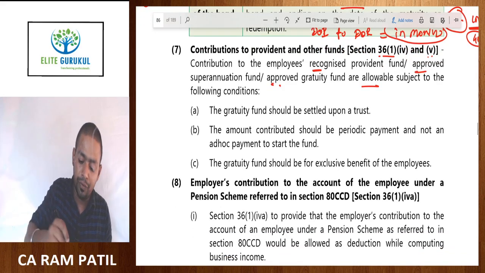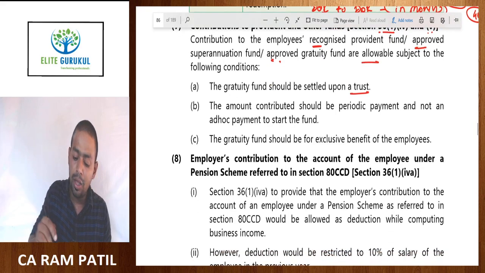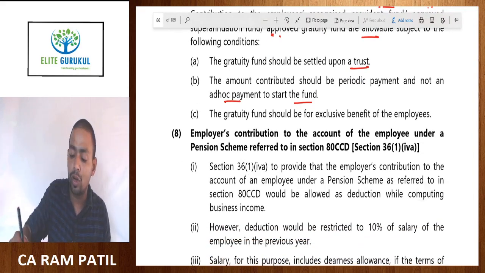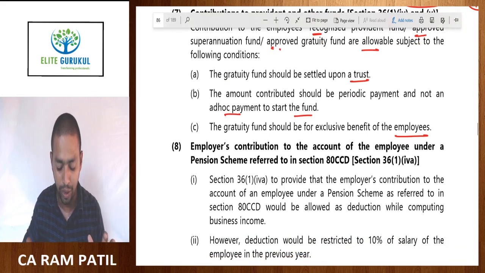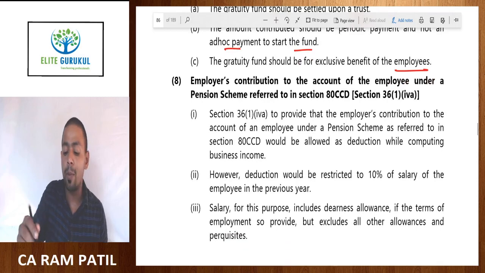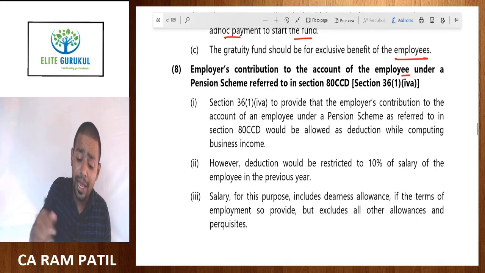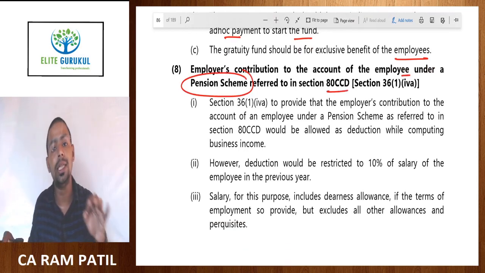Subject to following conditions. First, the gratuity fund should be settled upon a trust. Second, the amount contributed should be a periodic payment and not an ad hoc payment, and the gratuity fund should be exclusive for the benefit of the employee. So these are some additional conditions, you don't have to focus much on that. Secondly, employer contribution on account of employee under the pension scheme referred under section 80 CCD.